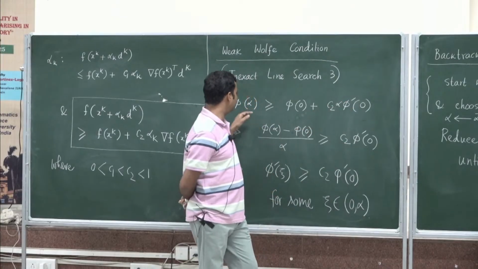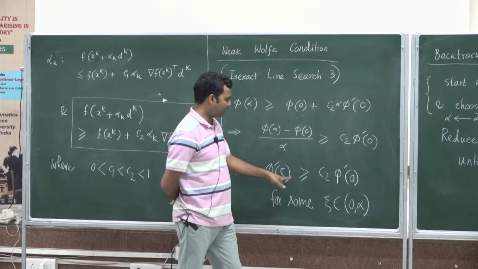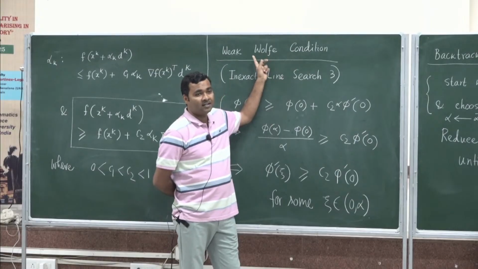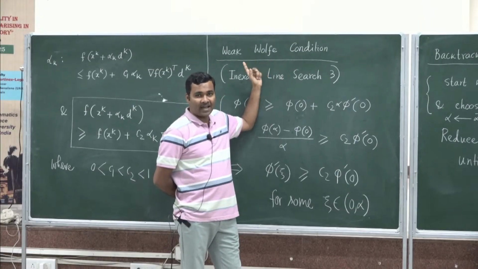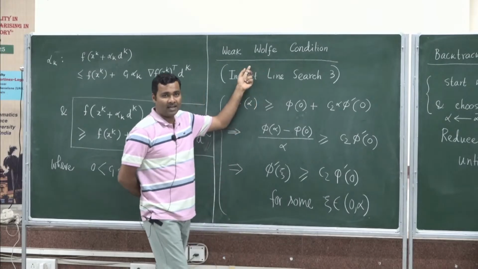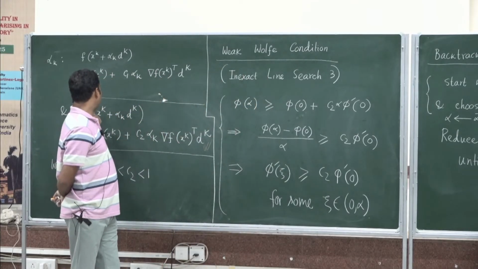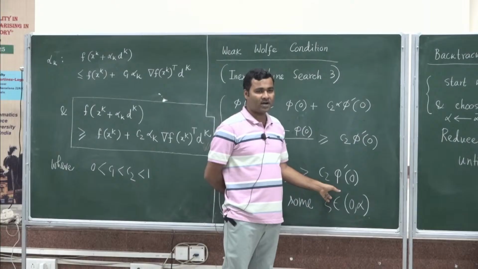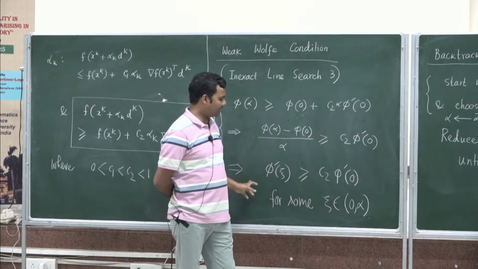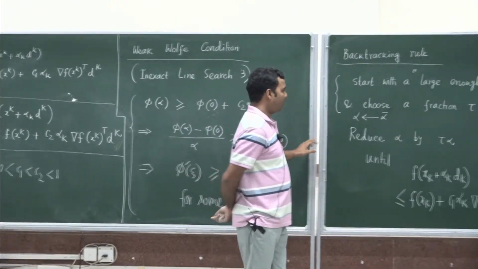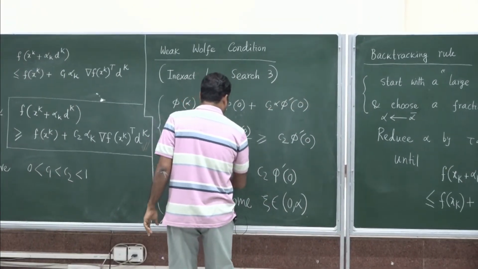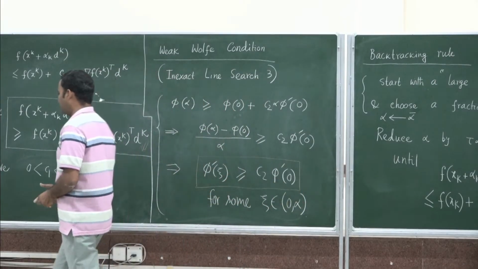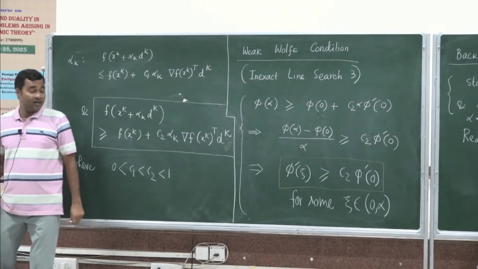So if we replace this condition by phi dash alpha greater than or equal to C2 times phi dash 0, then Wolfe found that the conjugate gradient method can have global convergence property if alpha k follows the Armijo condition plus this condition, phi dash alpha greater than or equal to C2 times phi dash 0. This condition he named the curvature condition. Why curvature condition? I will now try to explain the meaning of this inequality, replacing this xi by alpha, and then we shall quickly figure out why it is called the curvature condition.